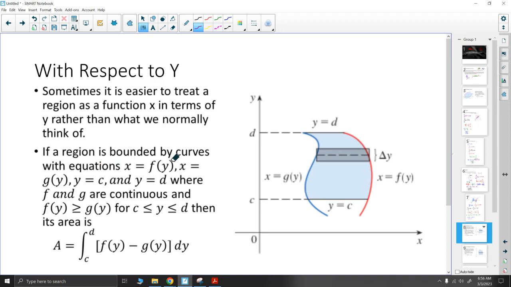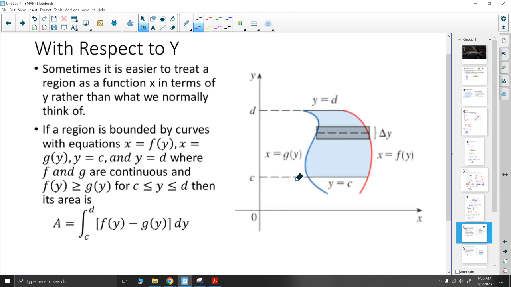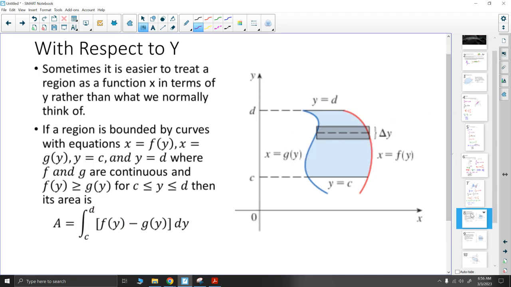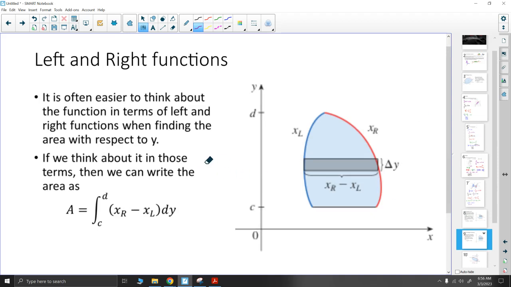So if we have some region bound by the curves x equals f of y and x equals g of y, and y is between c to d here, and we know that f of y here, the red function, is always going to be greater than or equal to g of y here, the left function. So in this case, notice the quote upper function is actually the right function and the lower function is the left function. Then we can find the area by taking the integral from c to d of our right function minus our left.